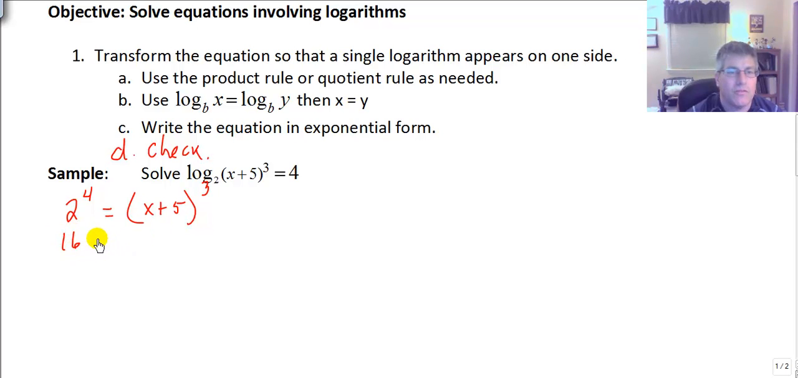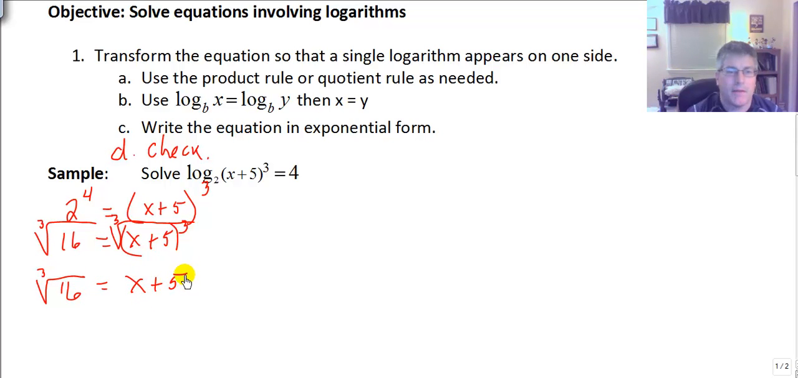Well, 2 to the fourth is 16 equals x plus 5 to the third. Then we can go ahead and cube root both sides. Cube root and the cube are inverse operations. So now we get the cube root of 16 equals x plus 5. We subtract 5 from both sides. We get negative 5 plus the cube root of 16 equals x.